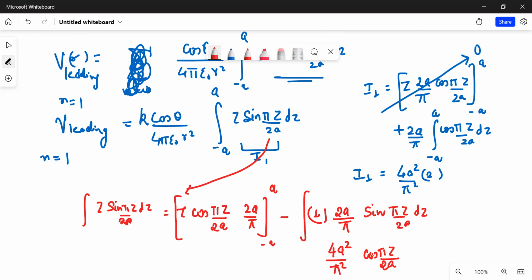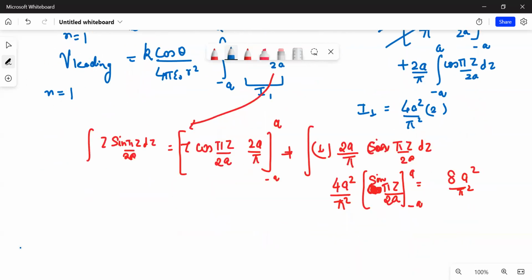Will this also go? I don't think so. sin(pi z upon 2a) would give you cos. Okay, it was cos, right? So this will give cos(pi z upon 2a), a negative becomes positive, and then again cos gives sin. Sorry. So from minus a to plus a. I think this is clear. So this becomes 2 times this, which becomes 8a square upon pi square. Is that clear? This is clear, okay?